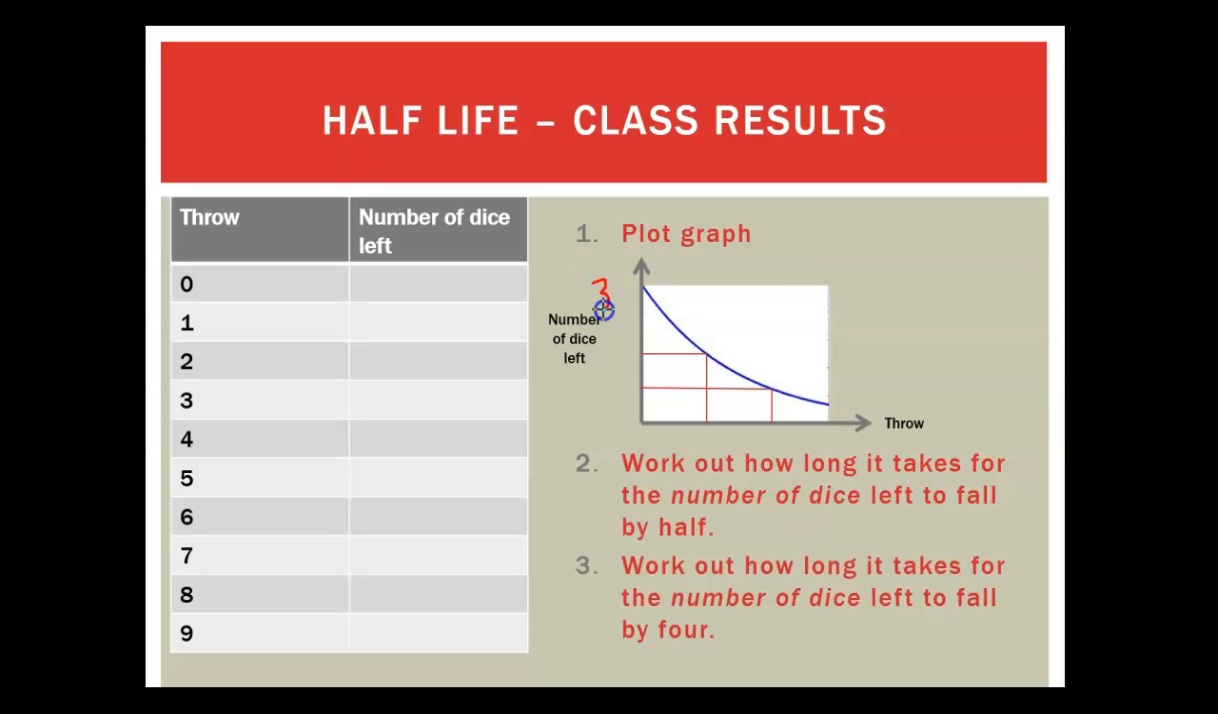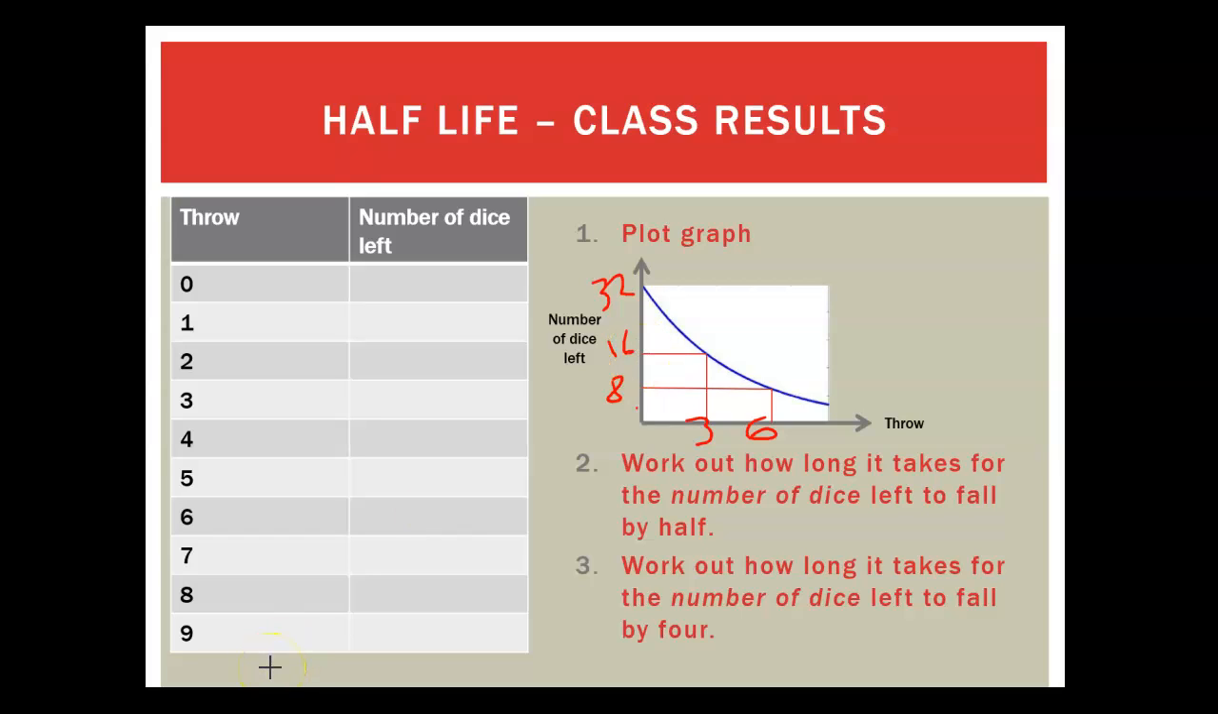So we've got 32 here. We halved it to 16 and that took 3 throws. If we halve 16, that's 8, and that should take another 3 throws, so that should happen on throw number 6. So if this was a half-life graph, we'd be saying our half-life is 3 throws. It's the number of throws it takes for the number on the left-hand side to halve.